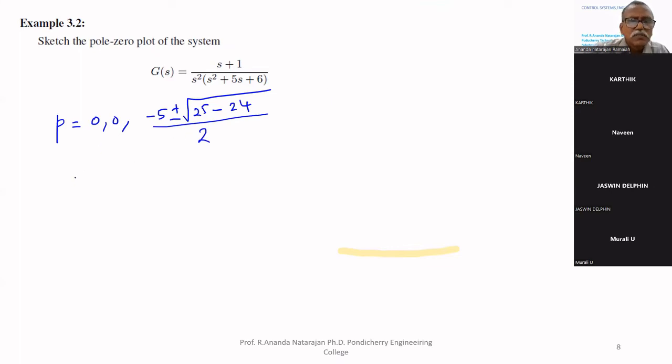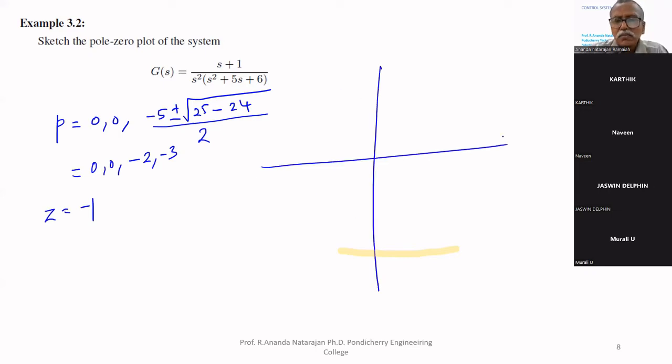So what are the poles? 0, 0, minus 2, minus 3. Zeros are -1. So what is the plot? -1, -2, -3, sigma j omega. Here the -1, 0 is there. At -2, one pole. At -3, one pole.